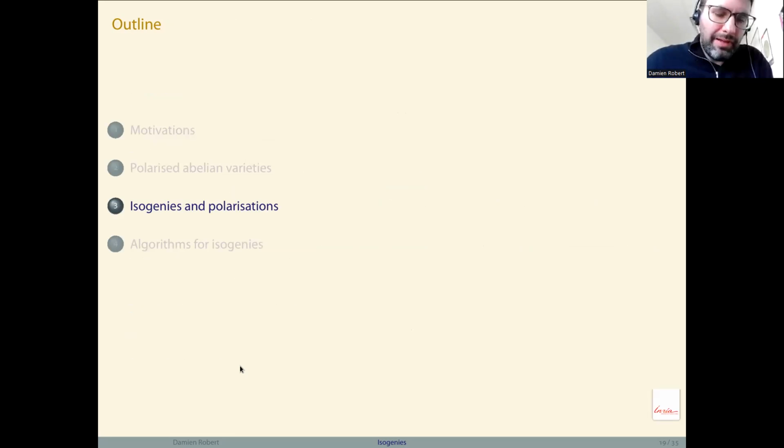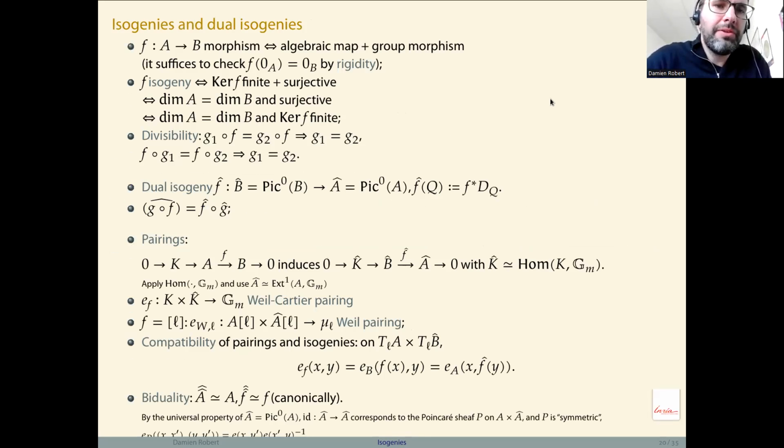Okay, so that was a quick primer on polarization. We'll see more about them with Ben's talk tomorrow. And now I can finally start looking at isogenies. So in higher dimension, an isogeny between abelian varieties is a morphism, which means that it's an algebraic map that is a group morphism. And you probably know that for elliptic curves, it suffices to check that f sends 0 to 0 to check that it respects the addition law. It still works for abelian varieties. So this is a morphism, and an isogeny is a morphism whose kernel is finite and f is surjective.